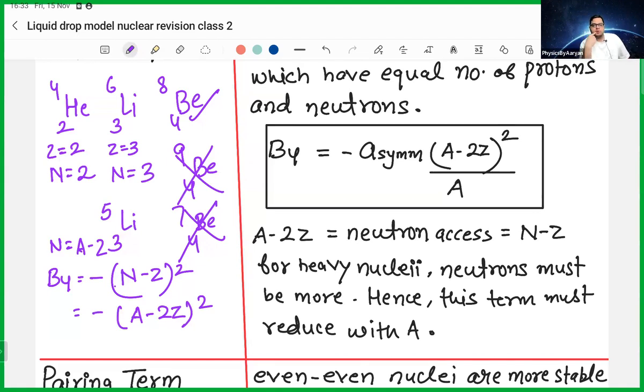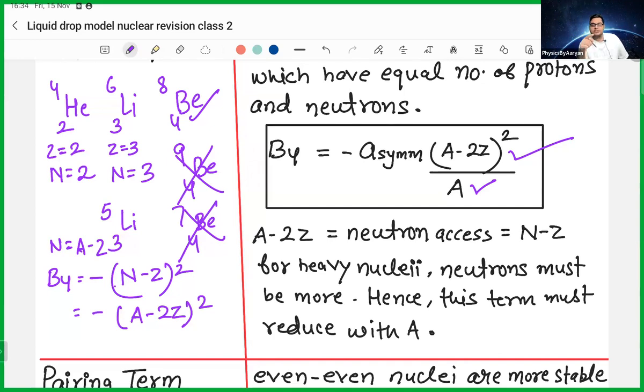Why square? I'm not explaining the theory, but the square is key. It should not matter if you do N minus Z or Z minus N. Okay, it should not matter. That is why there is a square. Anyway, so N can be written as A minus Z, so (A minus 2Z) squared. So this term you can see here. The numerator is explained. But why is there A in the denominator?